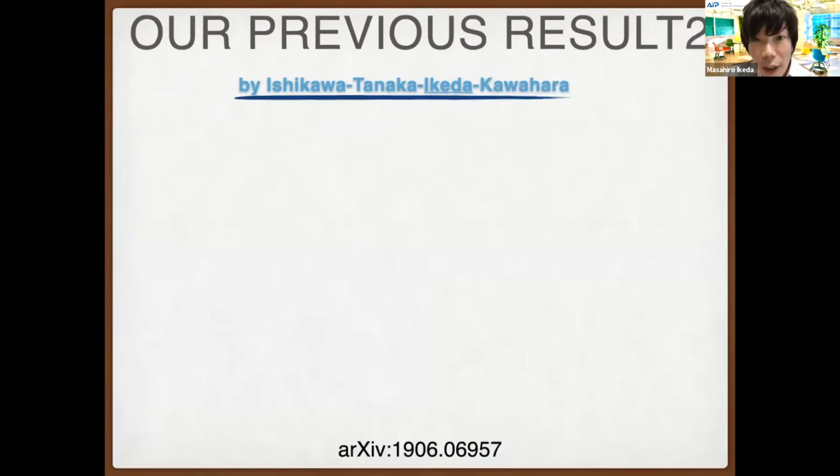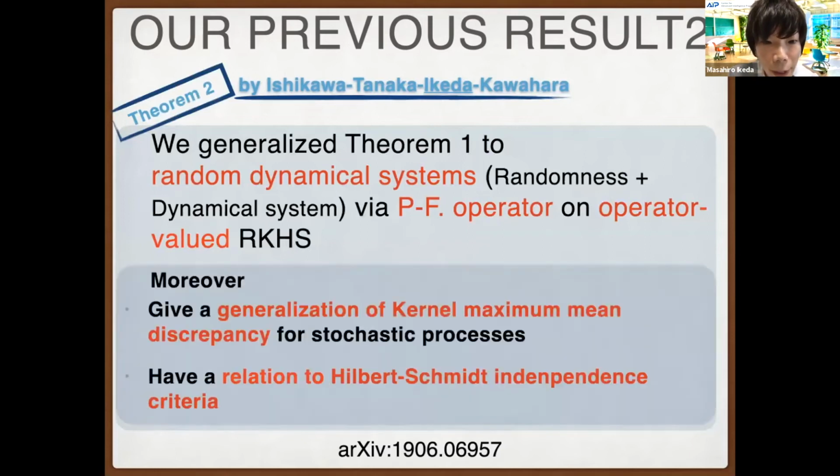And I will introduce the second previous result. We generalized the previous theorem to random dynamical systems. A random dynamical system is a class of dynamical system taking randomness into account, via the Perron-Frobenius operator as before, on an operator-valued RKHS. Operator-valued RKHS is one generalization of RKHS. Moreover, this metric gives a generalization of kernel maximum mean discrepancy for two stochastic processes. And this metric has a relation to the Hilbert-Schmidt independence criterion. But for the details, please see the arXiv paper.